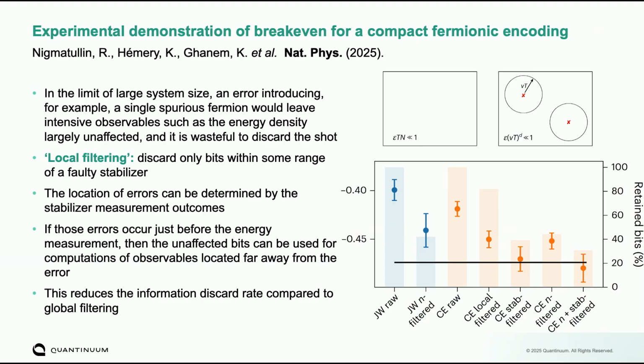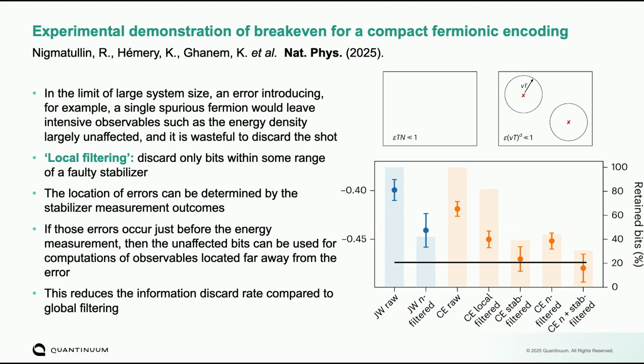We can see this graphically in these top two plots. The top plot on the left shows, not really much of a plot, it's just a box, the regime where global filtering is applicable. Basically, you can't have any errors in your system. Whereas the plot on the top right shows the regime in which local filtering could be useful, where instead of relying on no errors at all, basically what you need is the density of your errors to be relatively small.